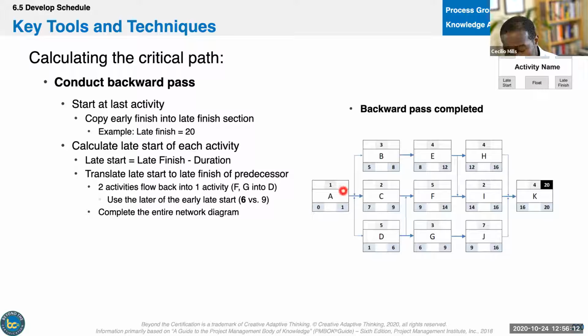And now activity A is a predecessor to all three, or B, C, and D are all successors. So we take 5, 7, 1. I'm going to take the smaller number, use this, and then 1 minus 1 is 0. Okay, so when we do the forward pass, we take the bigger number. When we do the backwards pass, we take the smaller number.